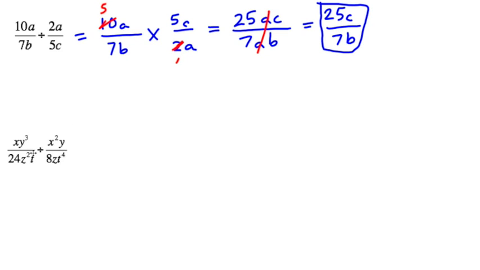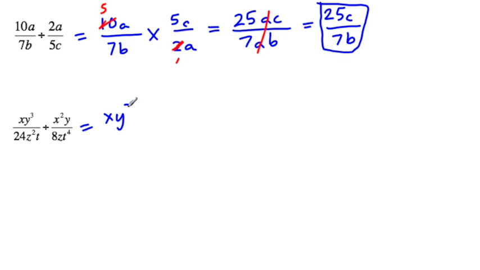All right. xy to the third over 24z squared t divided by, again, it's a division sign, x squared y over 8z t to the fourth. Again, if you want to try this on your own, you're more than welcome to do so. First thing to do is to make it a multiplication problem.